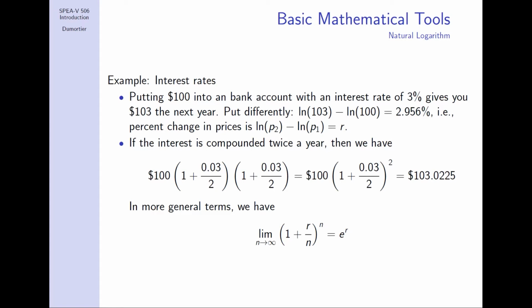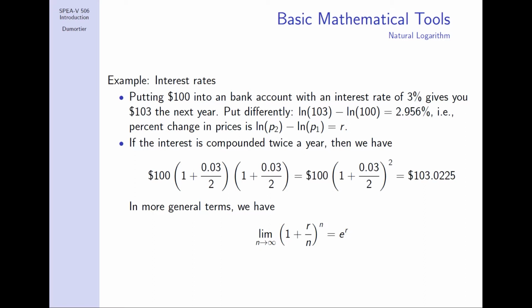Note that the difference is more accurate the closer the two numbers are. So for example, the natural logarithm of 101 minus the natural logarithm of 100 is going to be much closer to the 1% than if you are looking at a larger difference in numbers. So the percentage change in prices can be expressed as the natural logarithm of the price in time period 2 minus the natural logarithm of the price in time period 1, and that is equal to the interest rate.